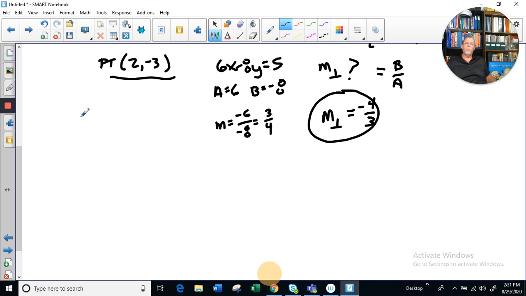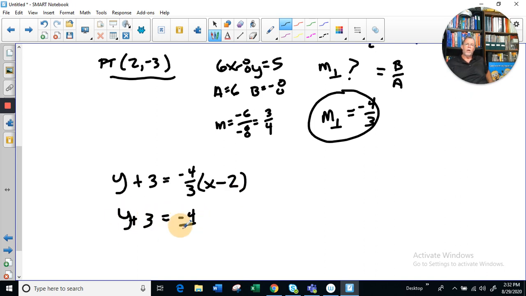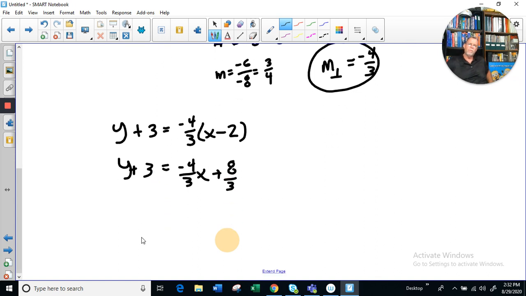We're going to do y minus y1, which is -3, so y minus a -3 equals -4/3 times x minus our x1, which is 2. In 2 steps, leave this alone and multiply this out. Distribute that -4/3, negative and negative make a positive, and that would be 8/3. So now we have this, and we need to get this one more step.